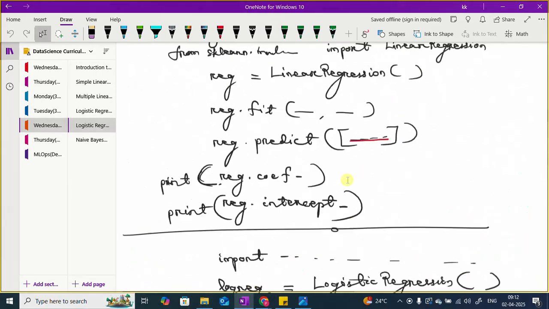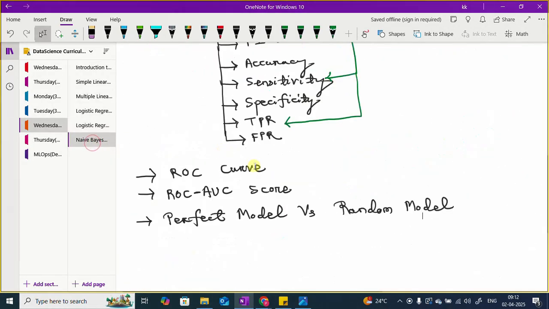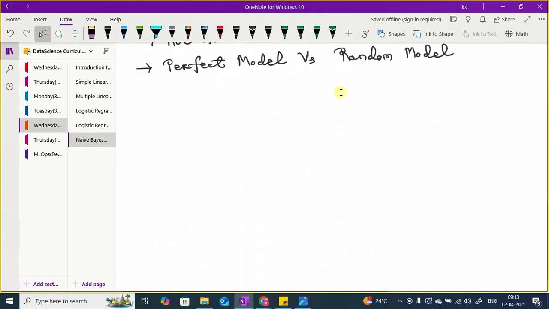Clear, guys? Able to remember? Able to recall? And let's come back to today's class, right? Now let's enter into the next one, that is conditional probability. Okay, and obviously we'll go one by one through the business use cases and all. So, guys, what do you mean by conditional probability?